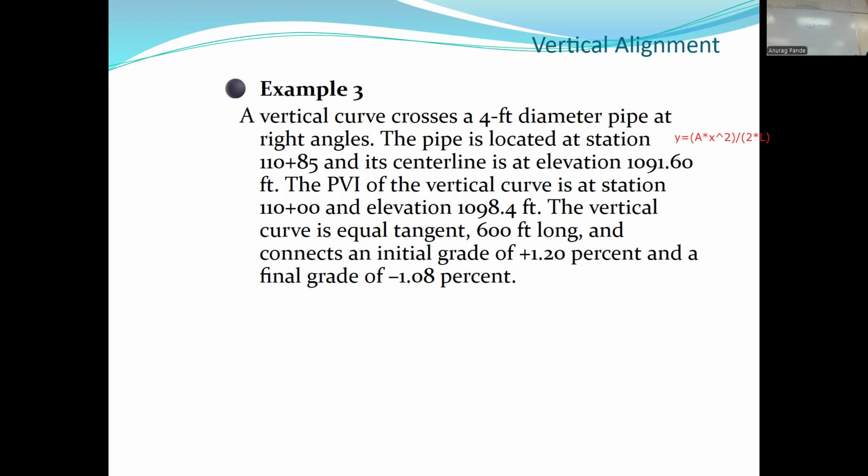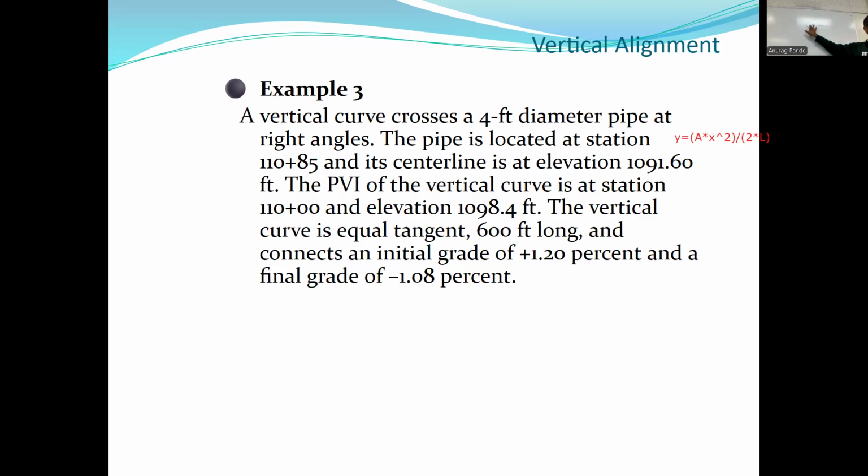1098.4 feet. So where would my PVI be located? It's going to be to the left of it because the station is smaller than this. And then where is this located in terms of the elevation? Above this point or lower than this point? The elevation of the PVI. So if I want to figure out where the PVI is located, it's going to be higher than this point or lower than this point?